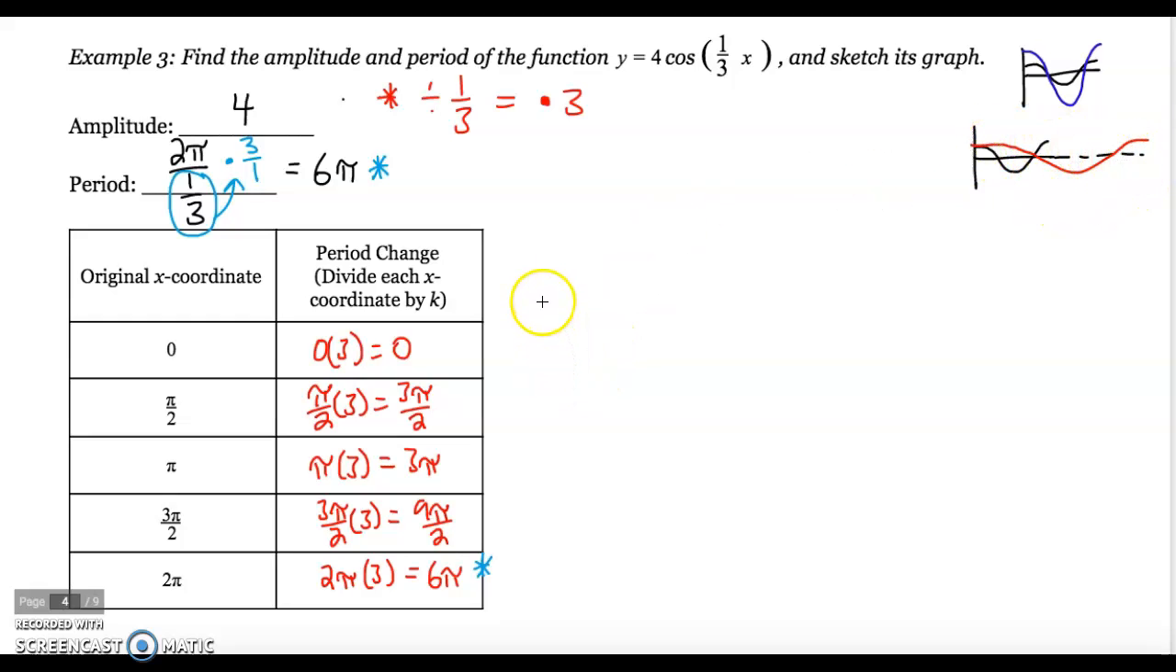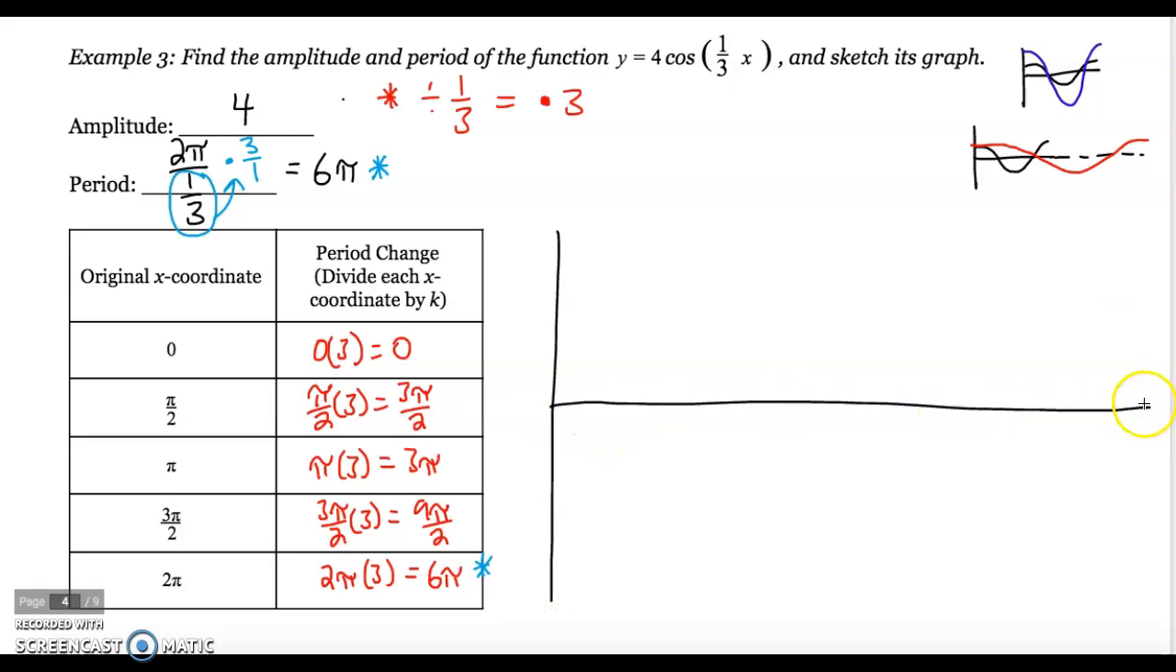So I'm going to draw my axis so it already goes all the way out to 6 pi. So we'll put 6 pi right there on the end, and then 3 pi will be in the middle, 1 pi, 2 pi, 4 pi, 5 pi. Okay, and then I also need the pieces from my original graph that I would use.